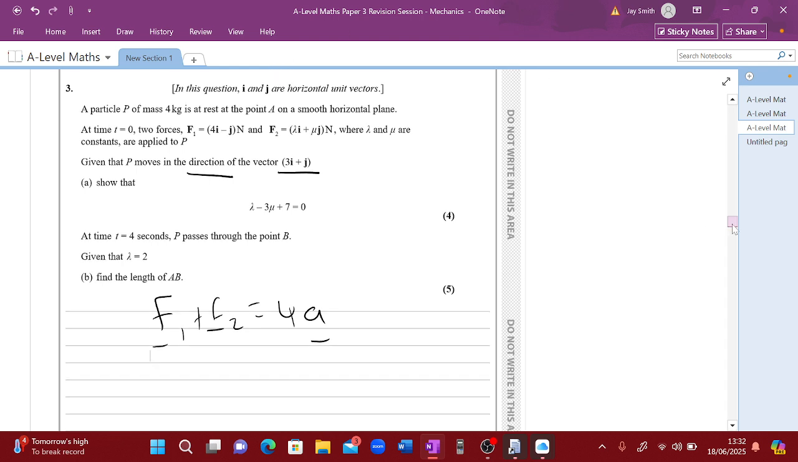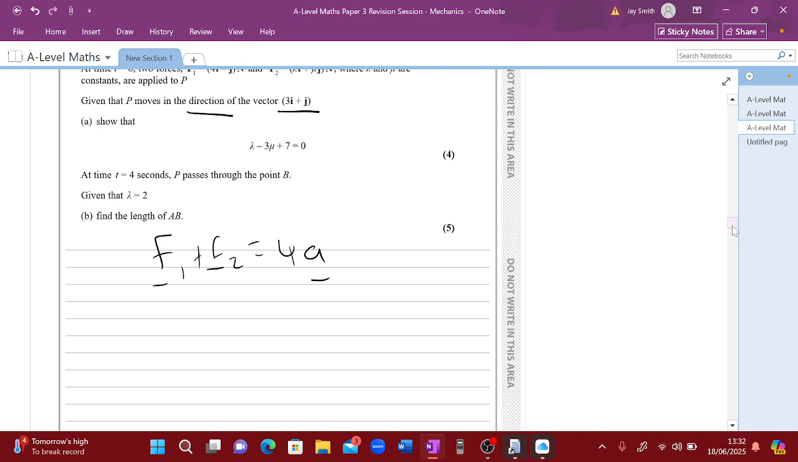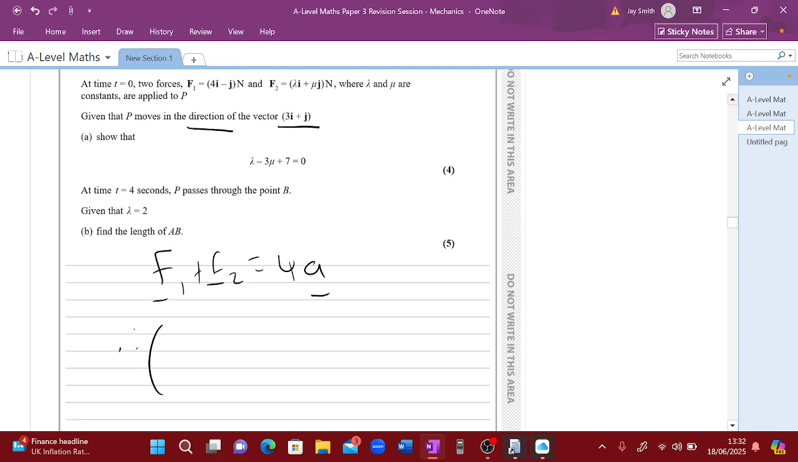Okay. But then F1 and F2 we can compute. Well, F1, again, I'm going to use it as a column. It's going to be 4, minus 1. And then add F2, which is lambda and mu. And that's going to equal 4a. Okay, but we don't know anything about a, but we're also given that P moves in the direction of this.